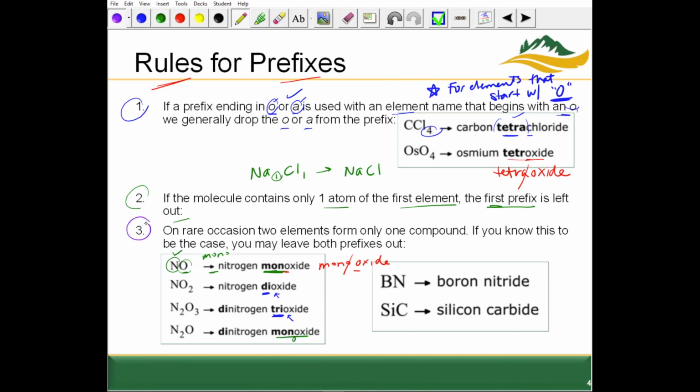Rule number 3 can be a little bit tricky to recognize. On rare occasions, 2 elements form only 1 kind of compound. If we do know this to be the case, we can leave both prefixes out. But again, be careful with this because silicon carbide, this means that when silicon and carbon get together, there can only be a 1-to-1 ratio. That means that we would know that this doesn't exist, for example, but again, it'll be trickier to tell what can exist and what can't exist. So this is a trickier rule to pick up on, but this can also be the case.